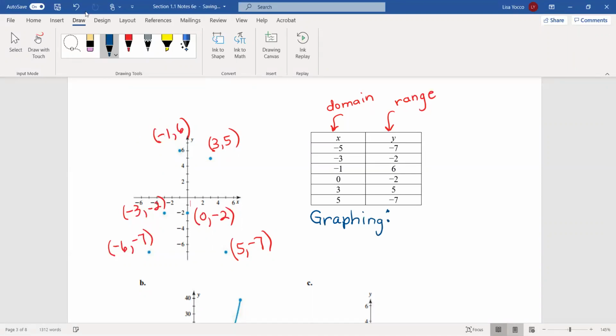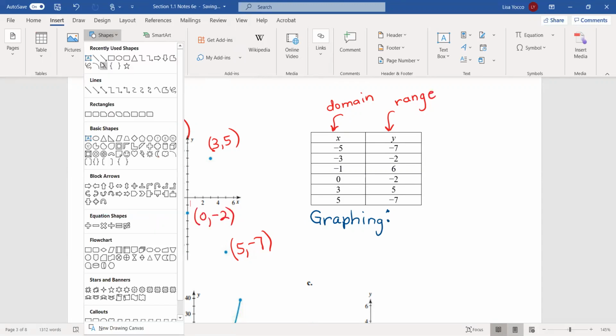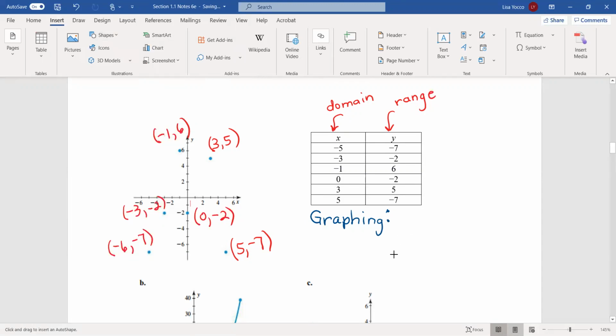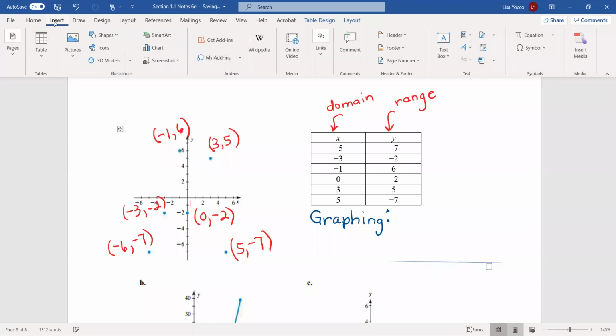Let's see, I'm not real good at drawing lines. So let's see. Insert shape, line. It won't let me do that.